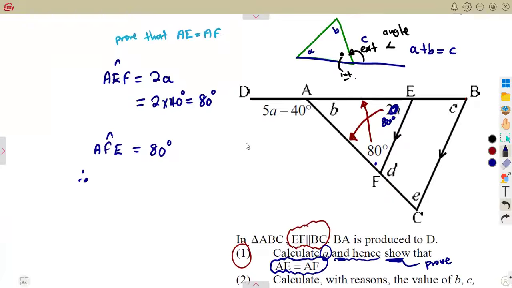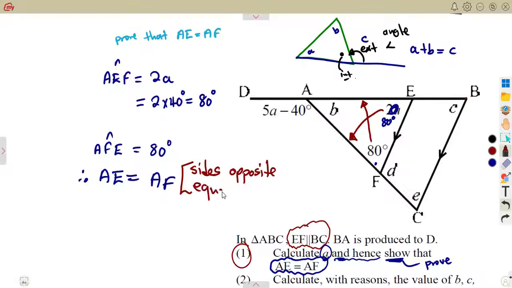So therefore, AE is equal to AF. These two are equal. So the reason, like I'm stating here, will be sides opposite equal angles. So these are sides opposite equal angles. So definitely these sides must be equal. That means from A to E and from A to F is going to be equal. Just like that.